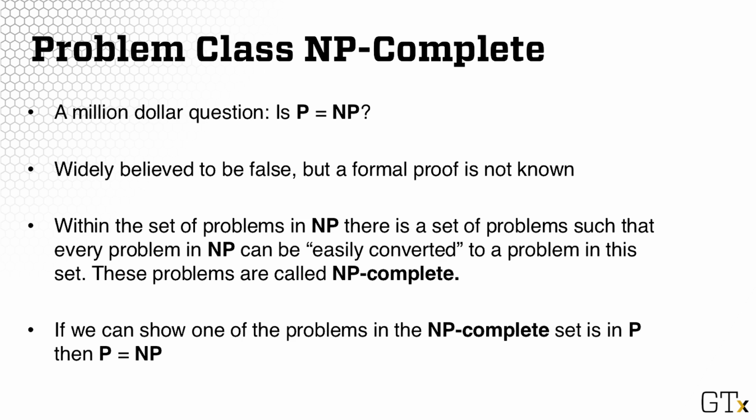Now within the set of problems in NP, there is a set of problems such that every problem in NP can be easily converted to a problem in this set. These problems are called NP complete. Now, if you can show that one of the problems in the NP complete set is in P, then we know that P is equal to NP. Why? Because every problem in NP can be converted to one of the problems in the NP complete set, so if we can show that one of these problems is in P, then we can solve all the problems in NP easily in polynomial time.